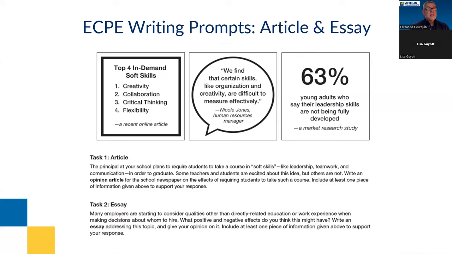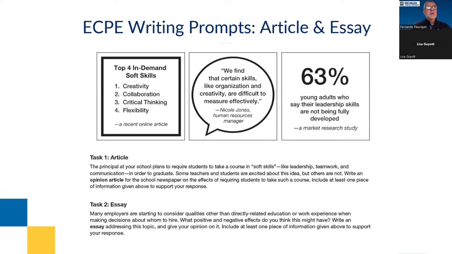The other topic is an essay. Many employers are starting to consider qualities other than directly related education or work experience when making decisions about whom to hire. What positive and negative effects do you think this might have? Write an essay addressing the topic, give your opinion on it, including at least one piece of information given above to support your response. So again, you have the context, the main topic being addressed. You have a question: what positive and negative effects do you think this might have? You have to cover positive effects of this decision and negative effects, addressing the topic, giving your opinion, and including at least one of those sources.